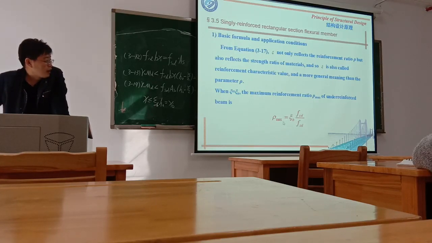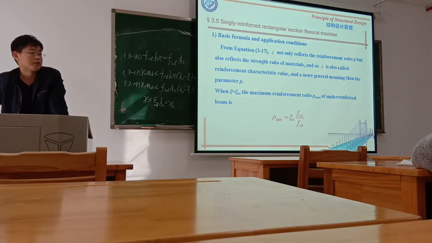You see how we got the maximum reinforcement ratio. Once you determine the material, you can find CB, and you also know the strength of the material. Actually, that means the maximum reinforcement ratio has been determined. And we also know the minimum reinforcement ratio.